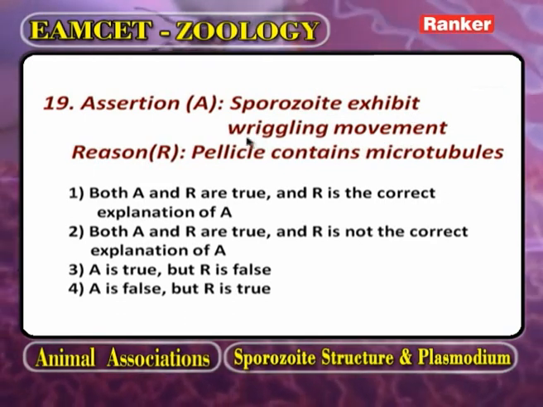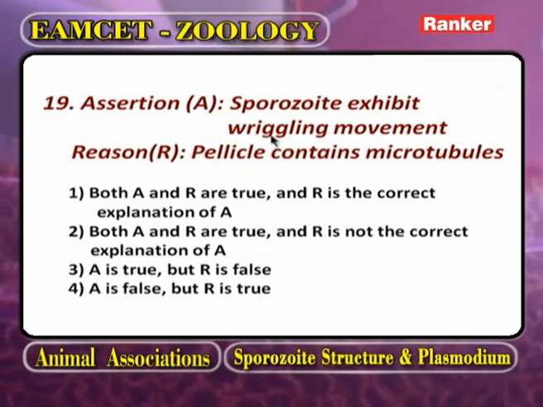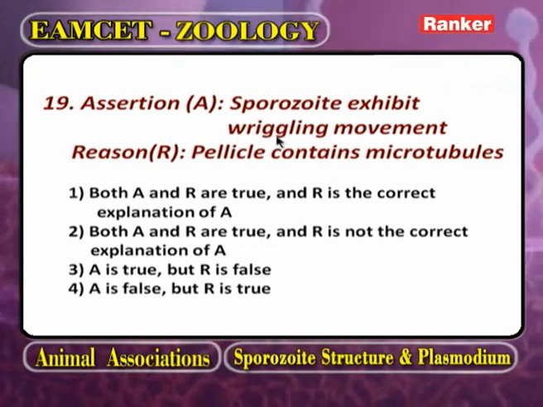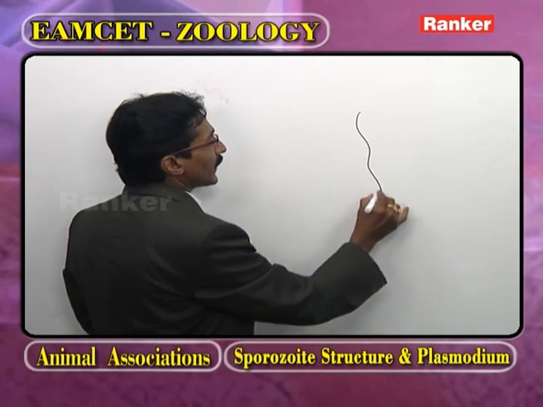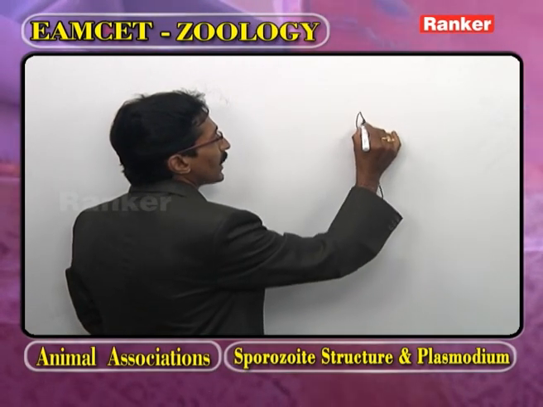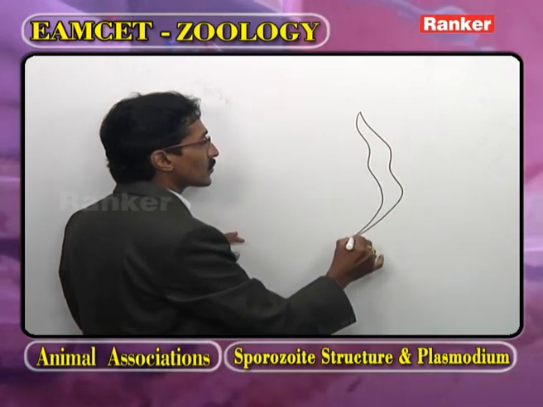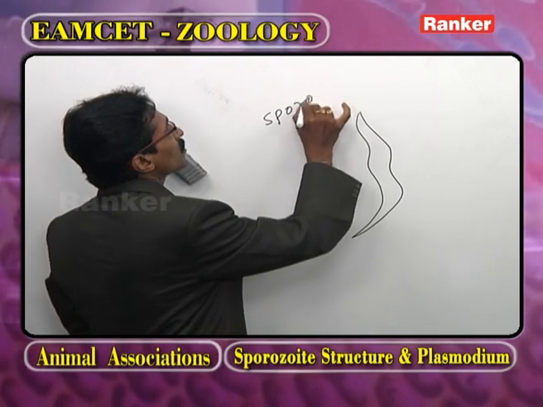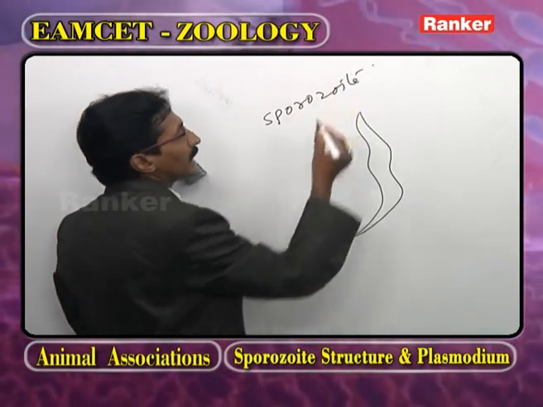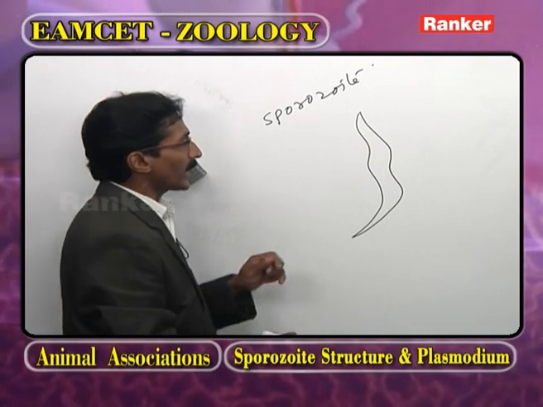Now, assertion: the sporozoite exhibits the wriggling movement. Now in the life history of Plasmodium, what is the infective stage to man? That we call the sporozoite. The sporozoite is the infective stage to man.